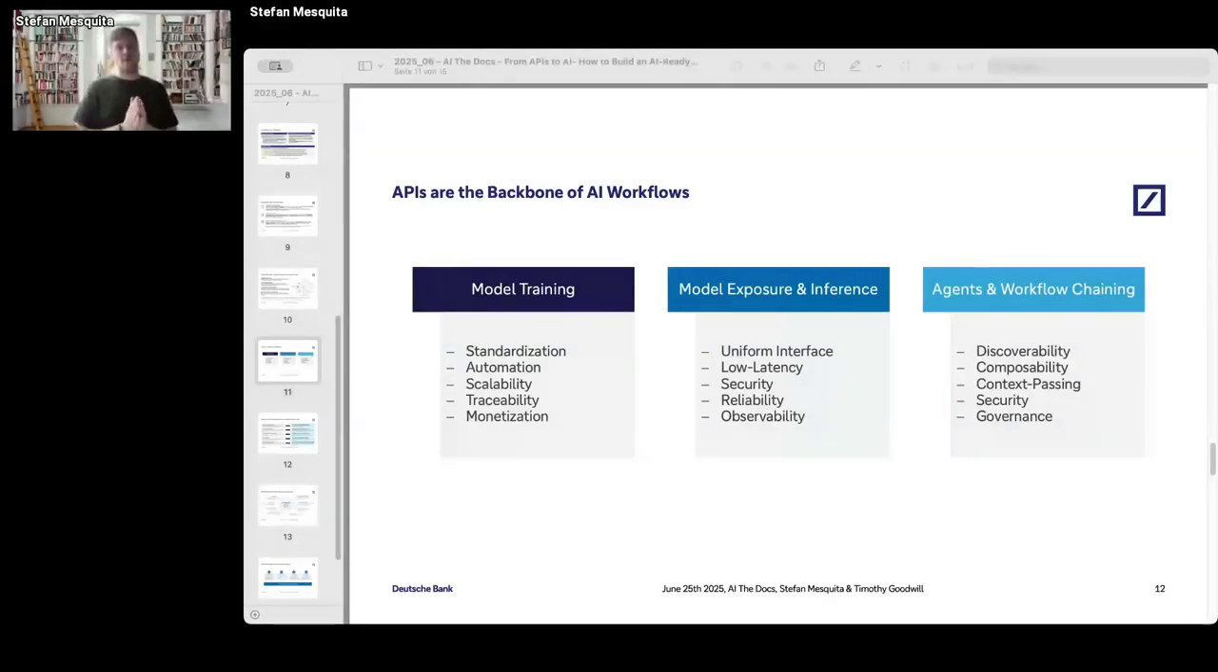We have learned how to design APIs, but where are APIs exactly being used? We talked about this in previous sessions, so I won't focus too much on this. But obviously, for model training, you want a standard integration to your model. If you're a data provider, you want to be able to monetize your data. This you can do via APIs. Once you have trained your model, you want to expose the model. You also do this via APIs. And in the agent area, everything happens via API. That's where the magic happens.